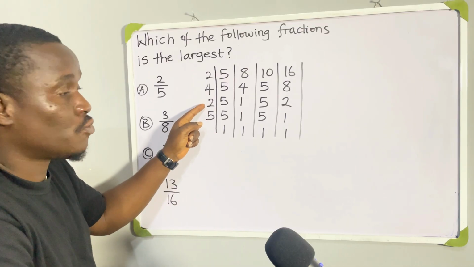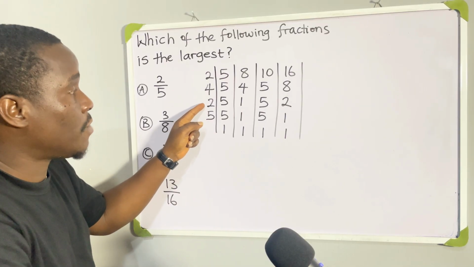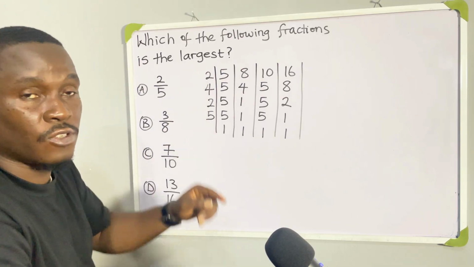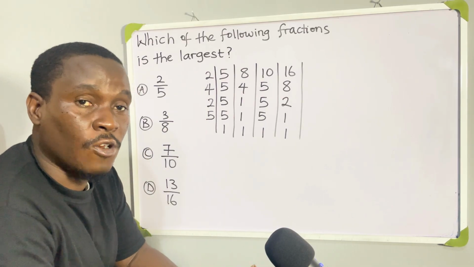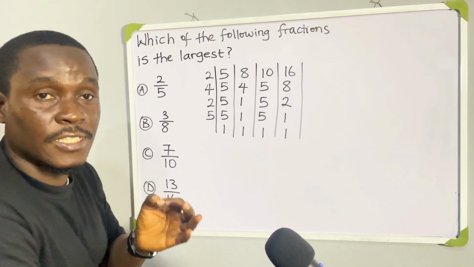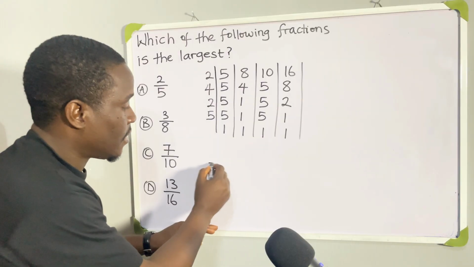5 multiplied by 2 gives us 10. 10 multiplied by 4 gives us 40. 40 multiplied by 2 gives us 80. This means the lowest common denominator of these four denominators is 80. So we're going to write 80 down.